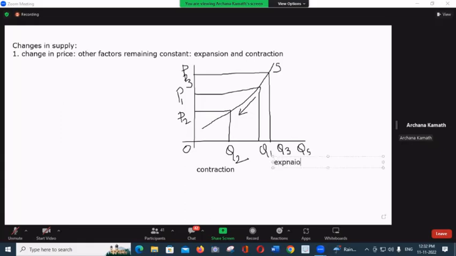Same concept, here you have to apply the logic of the law of supply. Price increases lead to expansion and price reduction leads to contraction. The movement of the supplier on the same supply curve is nothing but the expansion and contraction, same as that of demand. Demand is just opposite. When price fell, it led to expansion. When price increased, it led to contraction. Okay, change in price, other factors remaining the same.